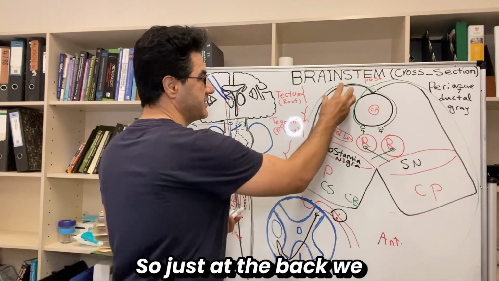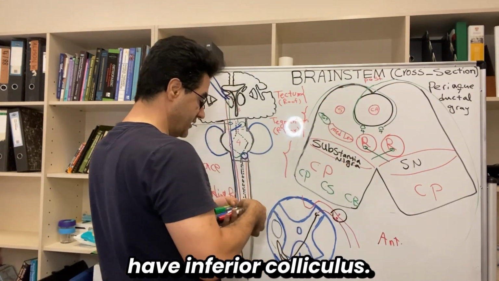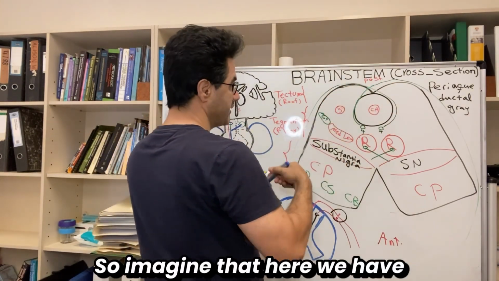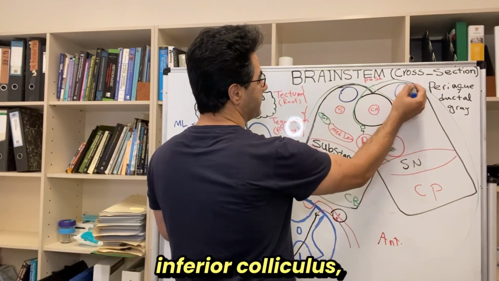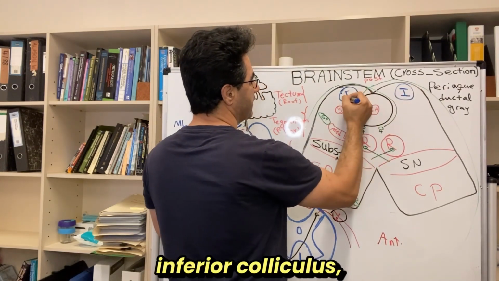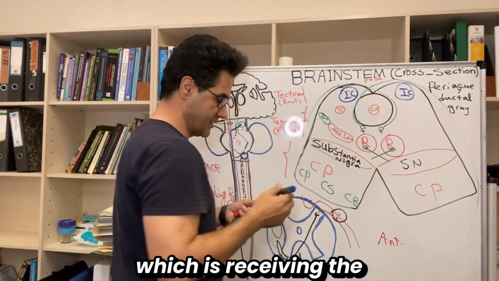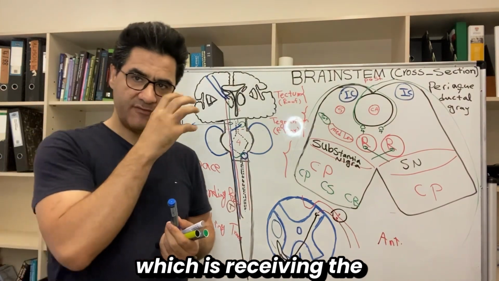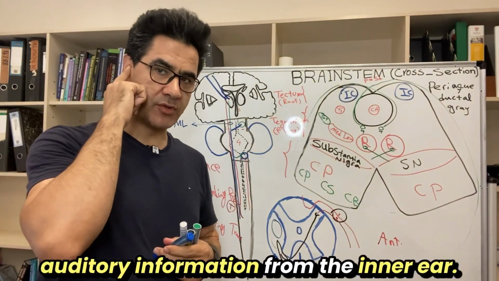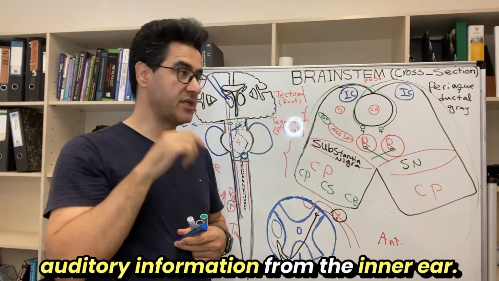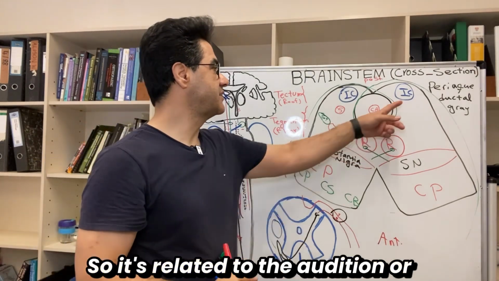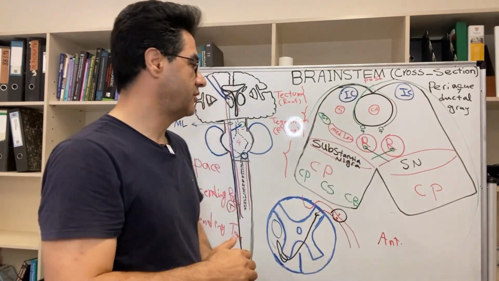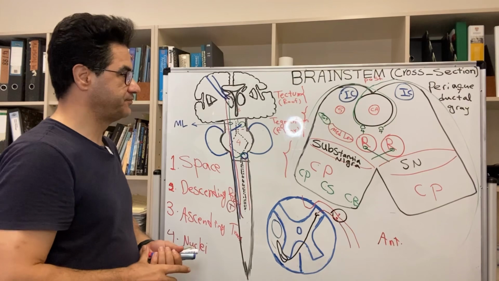So just at the back we have the inferior colliculus. So imagine that here we have the inferior colliculus, which is receiving the auditory information from the inner ear. So it's related to audition, or auditory information.